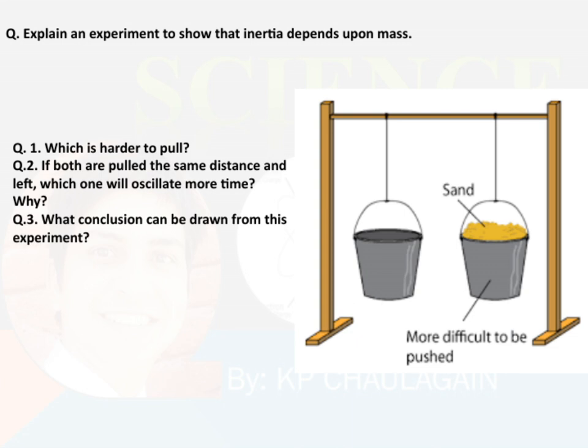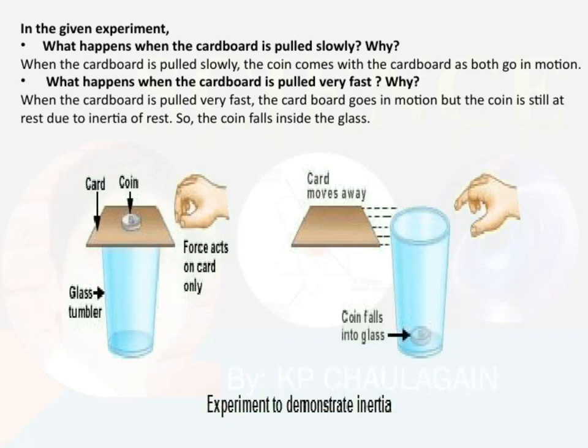Let's look at what happens when we pull the cardboard slowly. In this case, the coin moves along with the cardboard, both going into motion together. But when we pull the cardboard very fast, something different happens. The cardboard moves quickly, but the coin stays still because of its inertia. It resists change in motion. As a result, the coin drops straight down into the glass. This simple experiment shows how inertia works in everyday life.